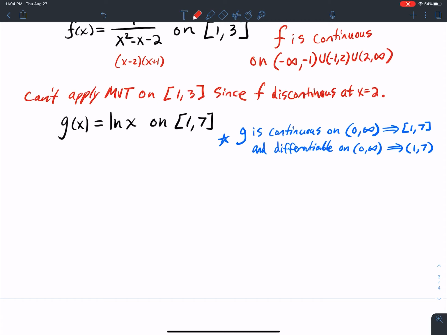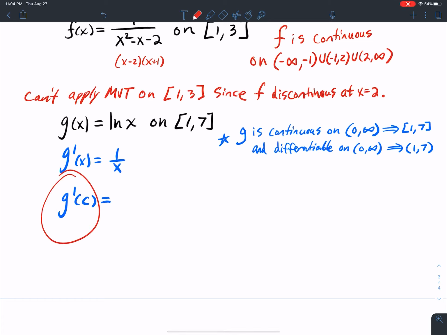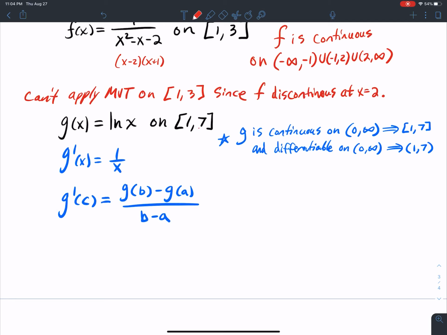Okay? So therefore, this satisfies the mean value theorem. We've got the keys to the Ferrari. We can plug in our thing. Well, what do we know? The derivative of g, the derivative of ln x, is 1 over x, like I just found. So what does the mean value theorem say? It says g prime of c, where c is some number between 1 and 7, is equal to g of b minus g of a, where this is g of 7 minus g of 1, over 7 minus 1, okay?